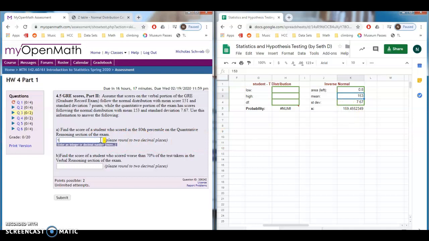So the person who scored 159.46, I guess, did better than 80% of their peers on that part, right?